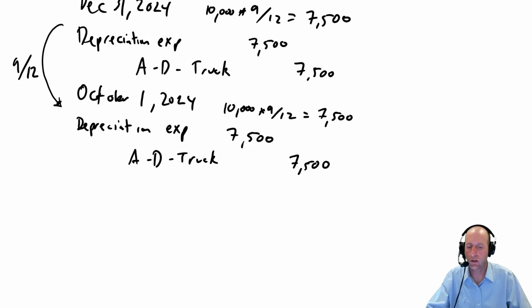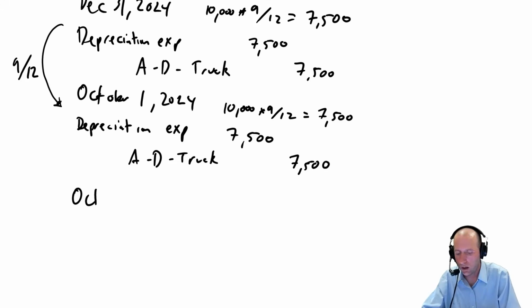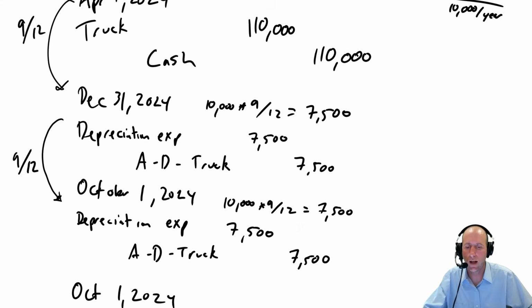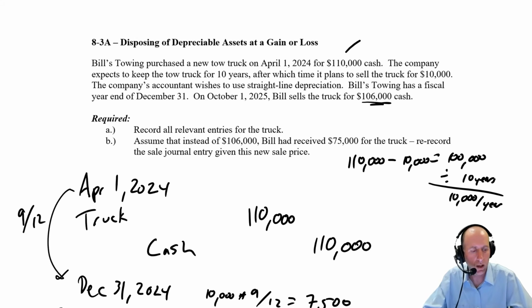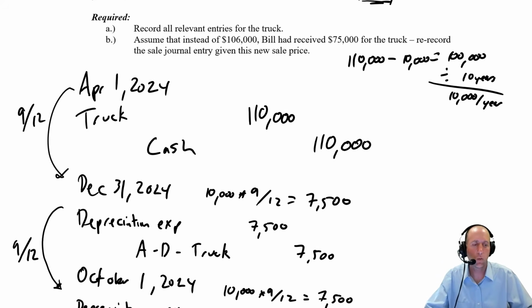That's what happens on October 1st. So also on October 1st, we sell the truck. What happens? We sell the truck for $106,000 cash. Well, I'm curious, what is this truck worth?